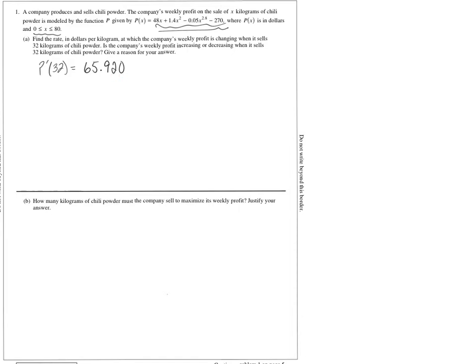I threw a 0 on it so we have 3 decimal places of accuracy. Now, the second part of Part A says, is the company's weekly profit increasing or decreasing? Well, this is a positive number, and I would just say that because this is a positive number, greater than 0, the profit is increasing. So we just need to say because 65.920 is greater than 0, the profit is increasing. It might be good to put P prime of 32 equals in there.